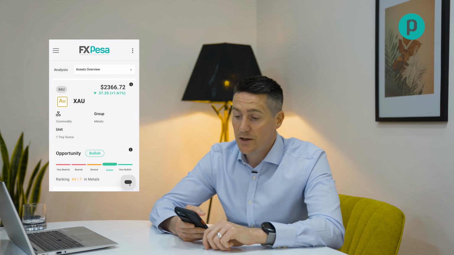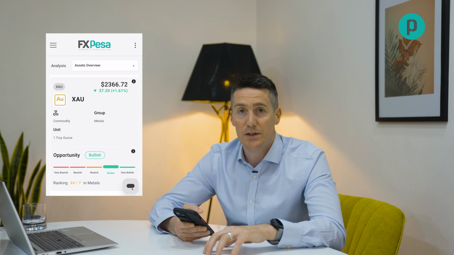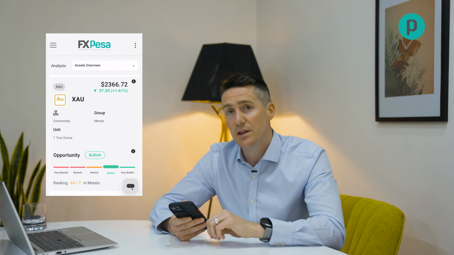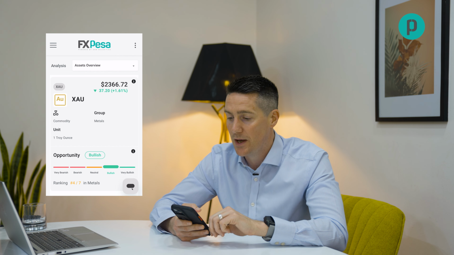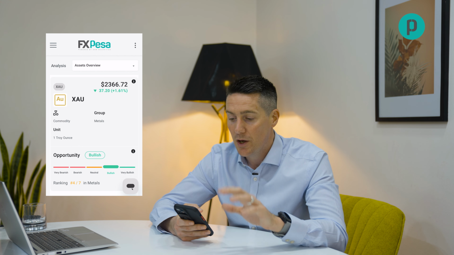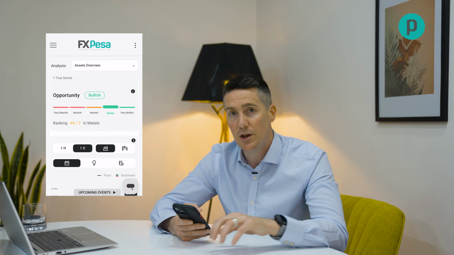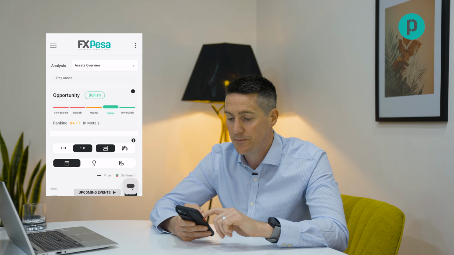So once we've selected gold, we immediately get some information about this particular asset, and this will be the same for all of the assets that are covered in the assets overview tab. So we have the latest price, how much the price has moved, what group the asset trades in, which in this case is metals, and we know the asset class is commodities.